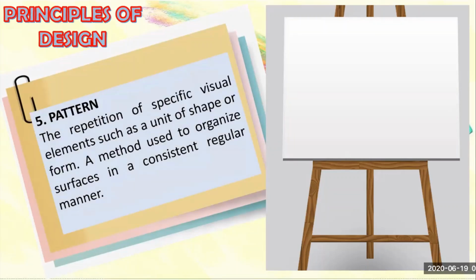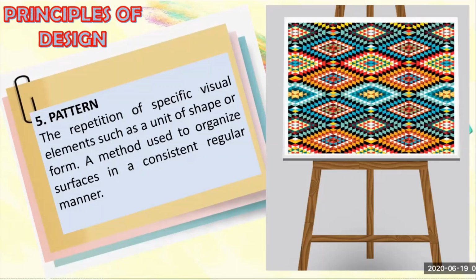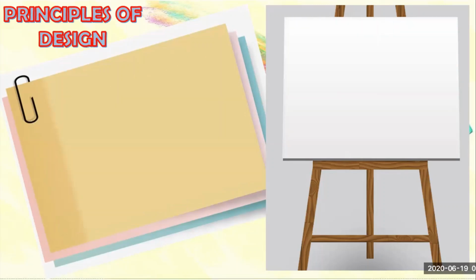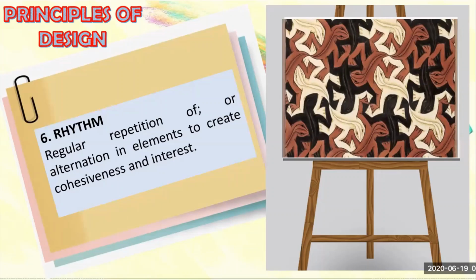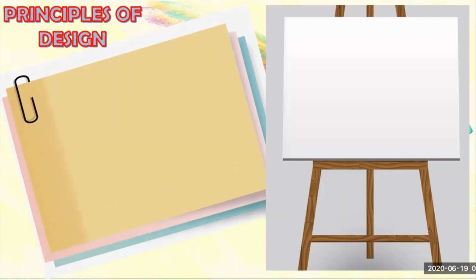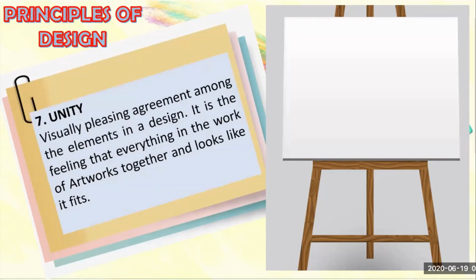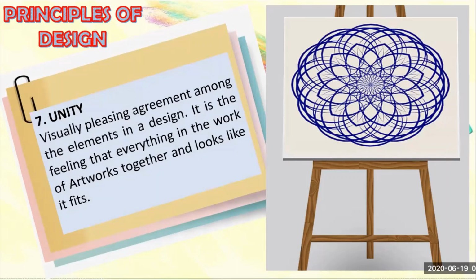Number 5, pattern. The repetition of specific visual elements, such as a unit of shape or form, a method used to organize surfaces in a consistent regular manner. Number 6, rhythm. Regular repetition of or alternation in elements to create cohesiveness and interest. 7, unity. Visually pleasing agreement among the elements in a design. It is the feeling that everything in the work of art works together and looks like it fits.